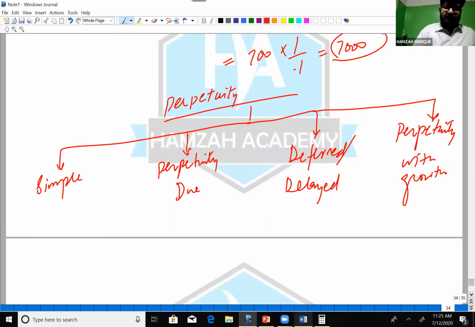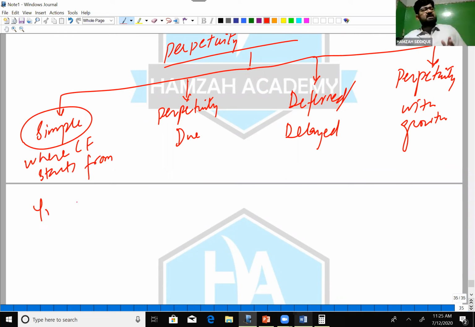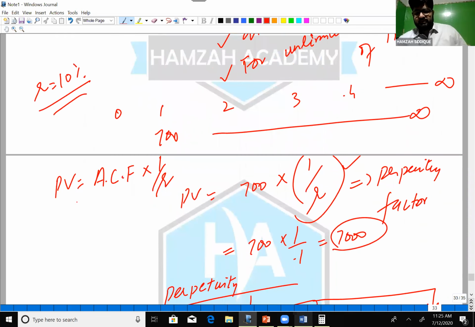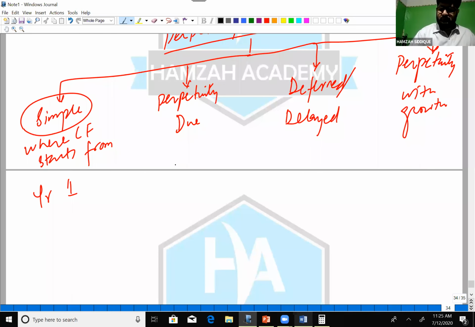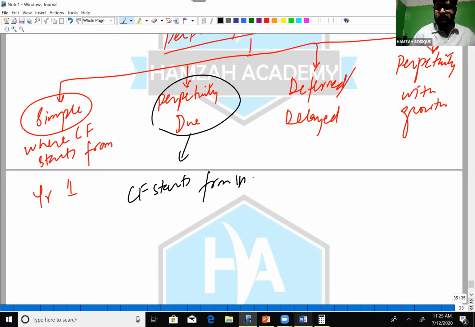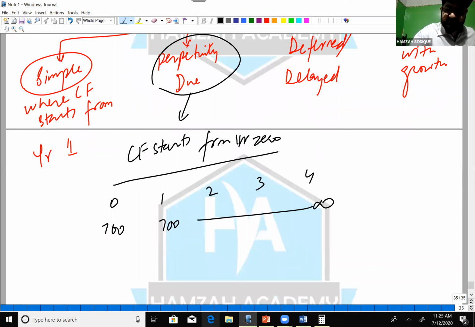So now simple perpetuity, where cash flow starts from year one. And we have discussed the same above. Same we have discussed here. Year one. Now perpetuity due, where cash flow starts from year zero. Just see here, 0, 1, 2, 3, and 4. 700, 700, and up to perpetuity. Again, same thing. Forget it.